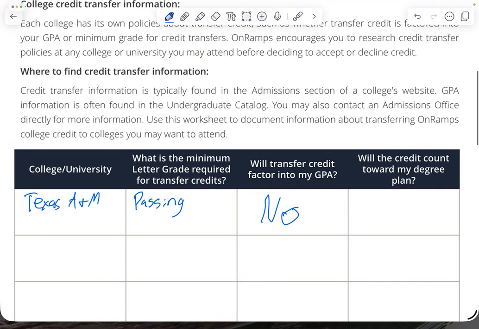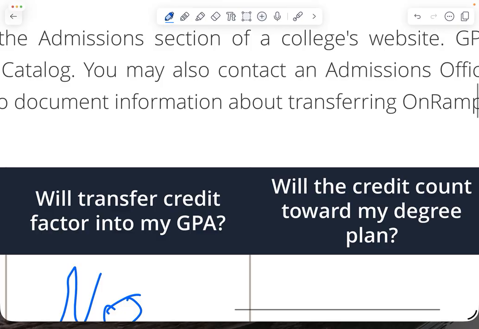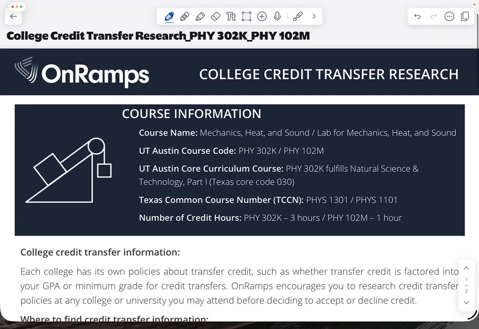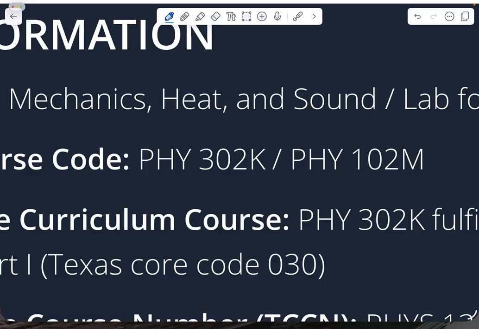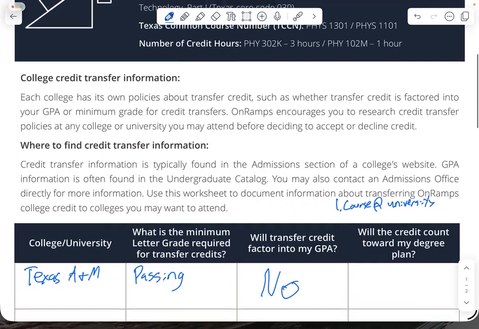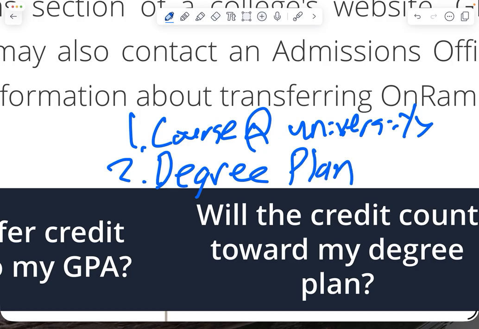And then to determine whether the credits will count toward the degree plan, the kids need to do 2 things. The first thing they have to do is find out, what is the course at the university? What I mean by that is that UT calls this class 5302K, A&M calls this class something different, OU calls this class something different, University of Kansas calls this class something different. So you need to figure out what this class is at their university. And then once they figure out what the class is called, they look at the degree plan and see if the class is actually in their degree plan.